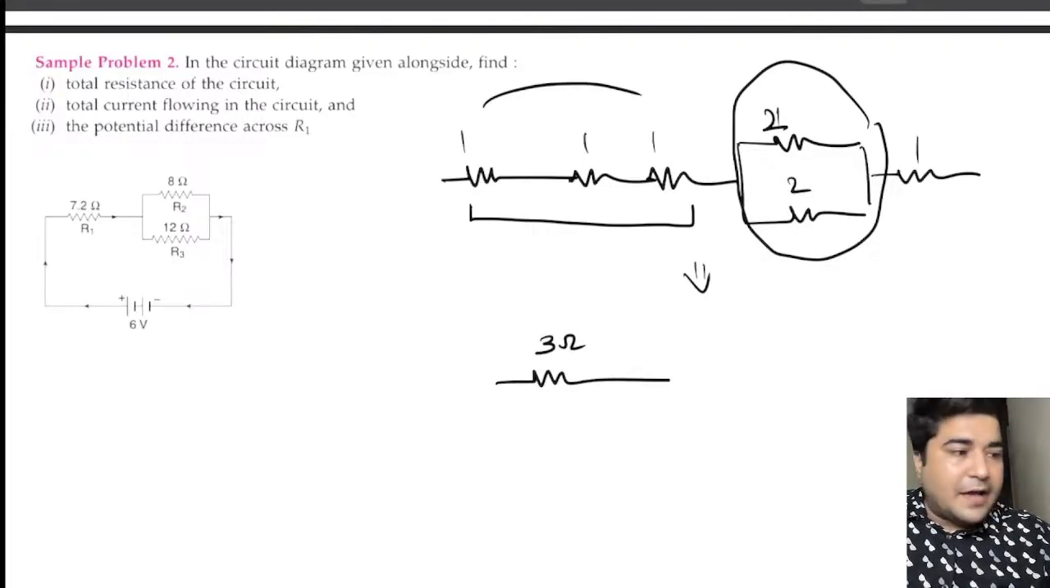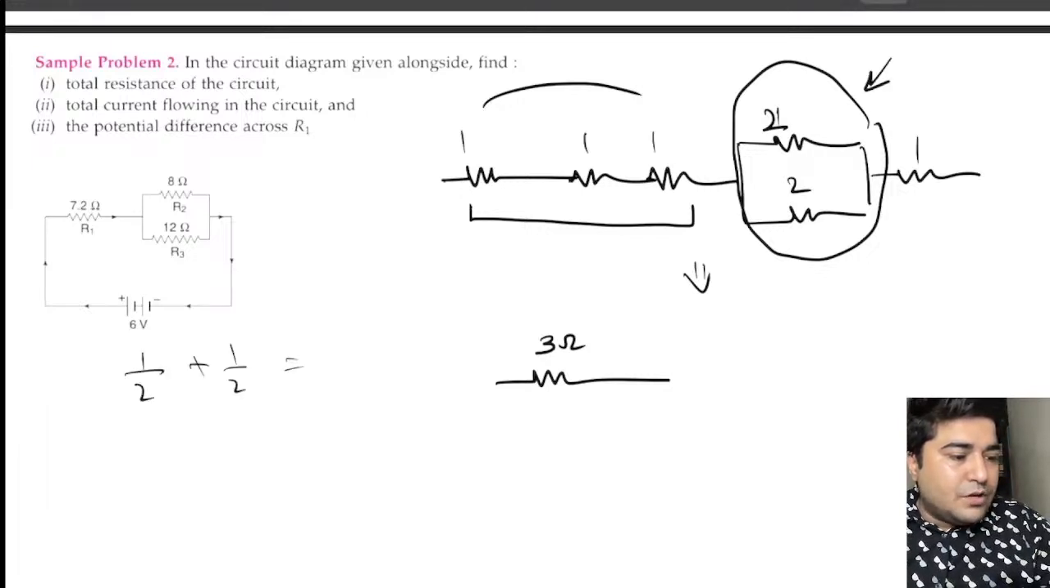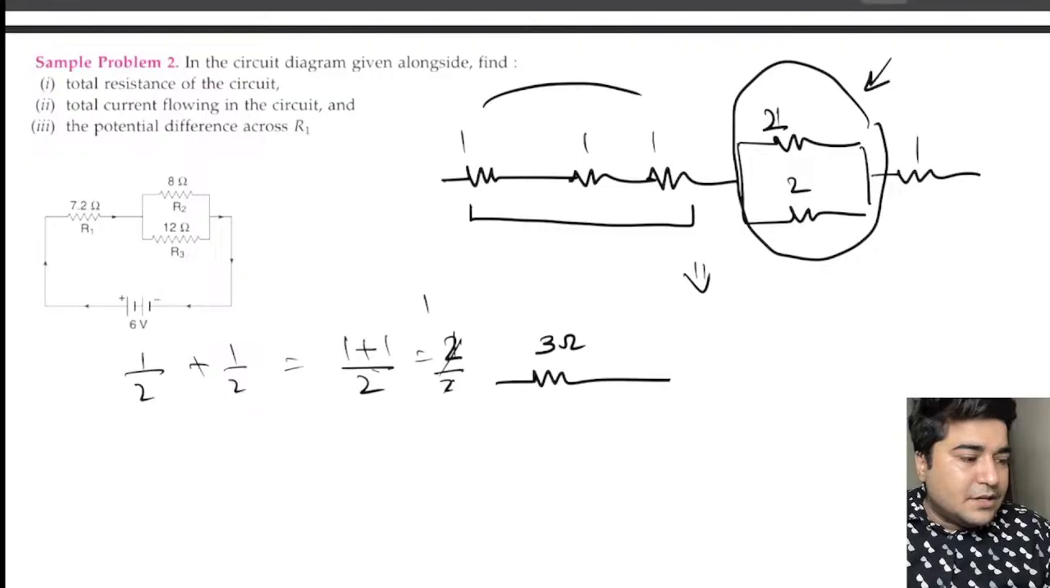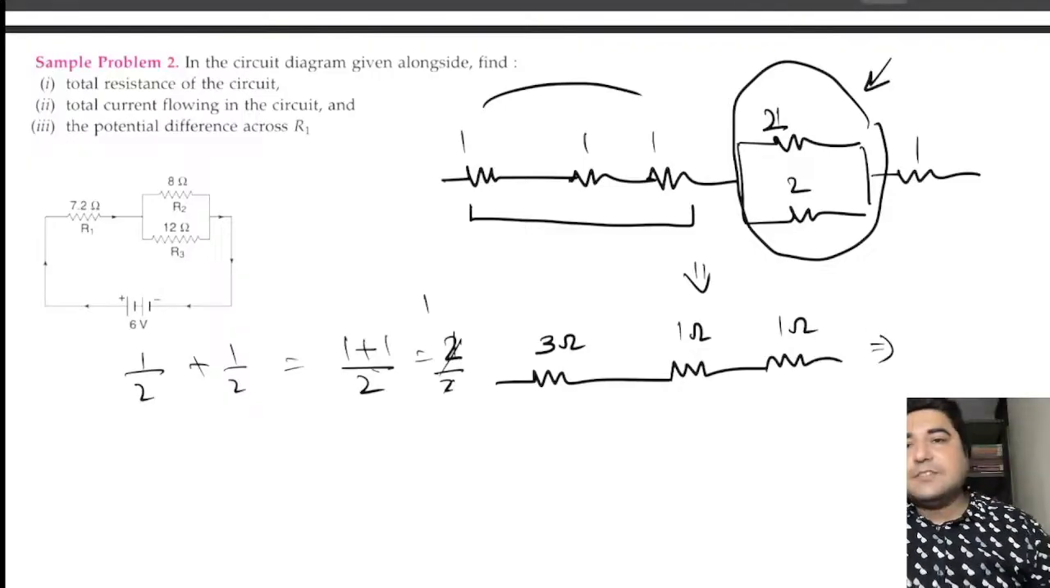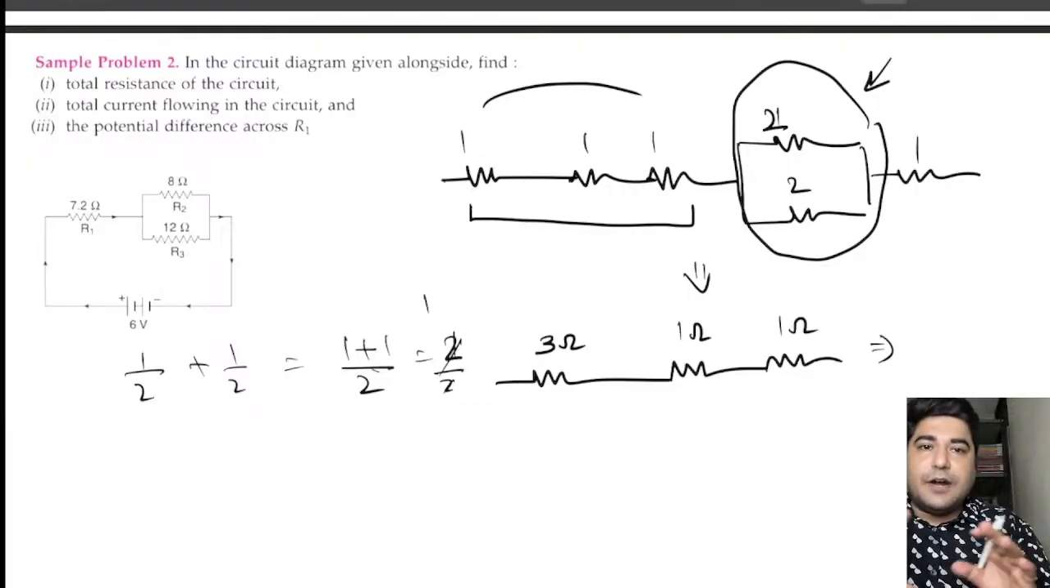And these two are in parallel. So 1 by 2 plus 1 by 2, that is 2 as LCM, 1 plus 1, so this will be 2 over 2. So 1 ohm would be the net resistance. So the answer would be 1 ohm. And the last resistance was 1 ohm. So the outcome is going to be the combination of these. So we have solved what we have done.